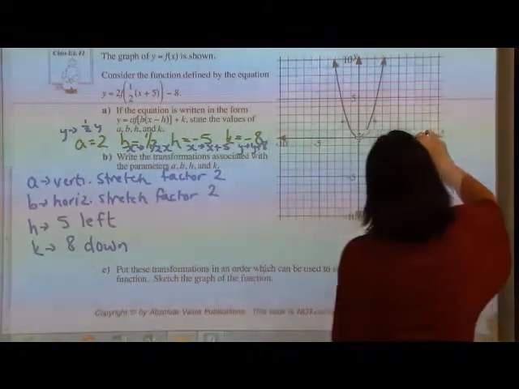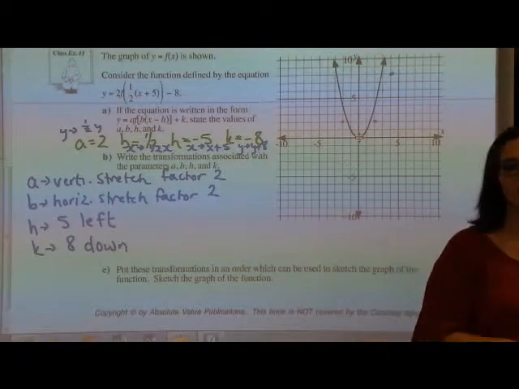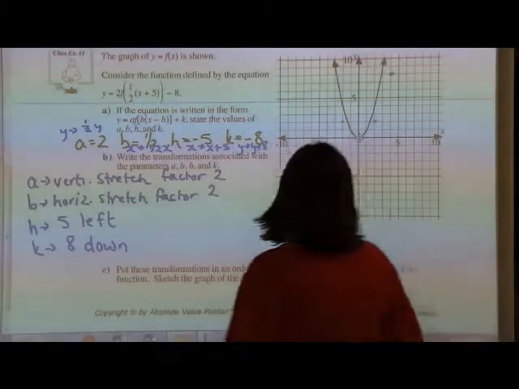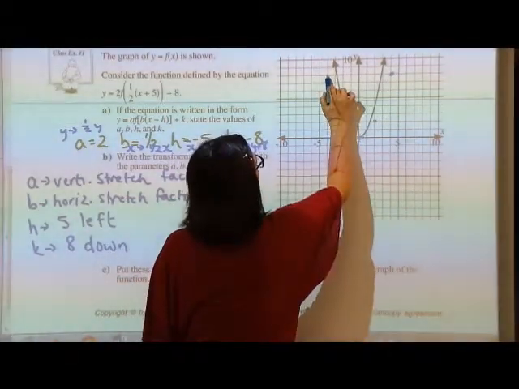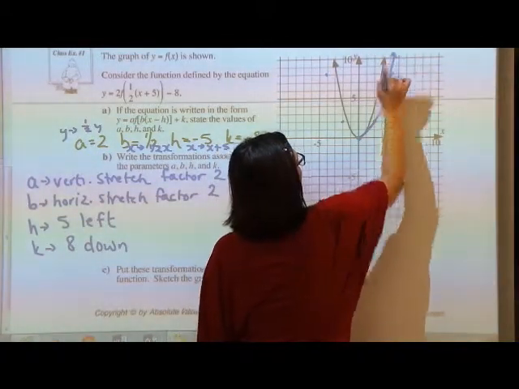4 and 8. So 4 and 8. And where would -2 and 4 go? -4 and 8. So this becomes the graph of my stretched function.